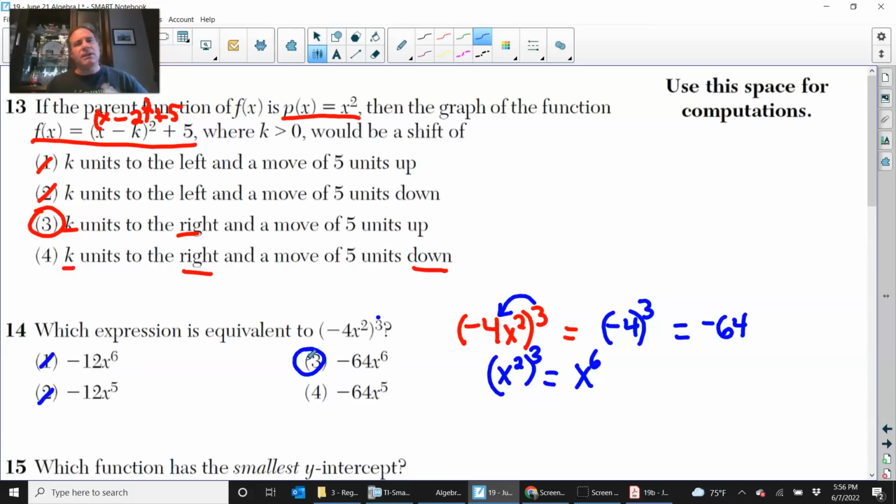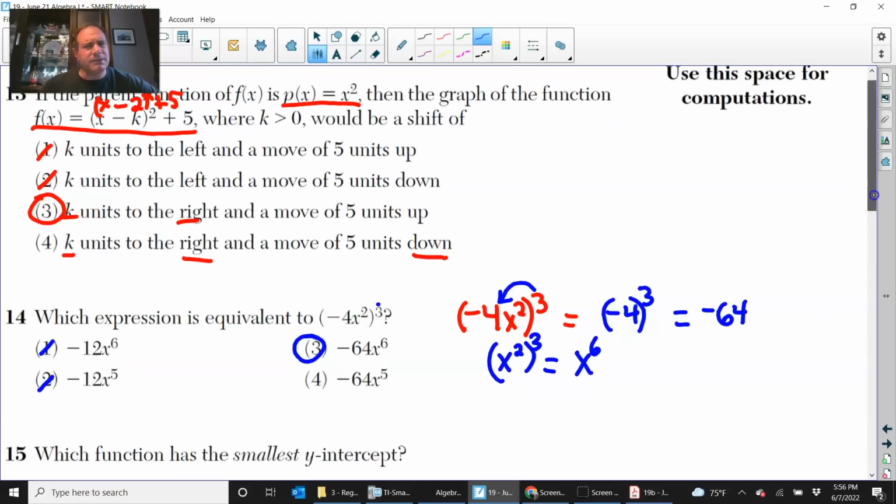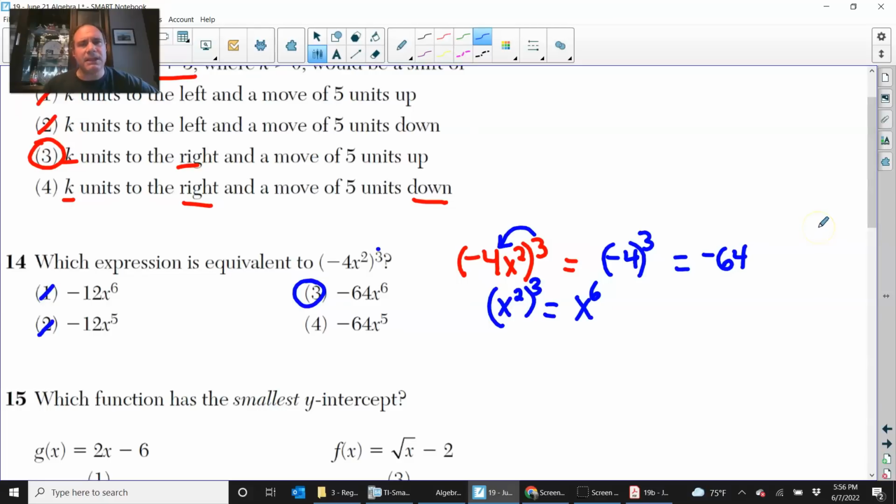Right? If you ever get confused, like I sometimes get confused, I always expand it. All right. And a lot of people look at me and say, what are you talking about, expand? Expand it. Like do what it says to do. This is -4x squared to the 3rd. Whatever's in parentheses, that's happening 3 times.